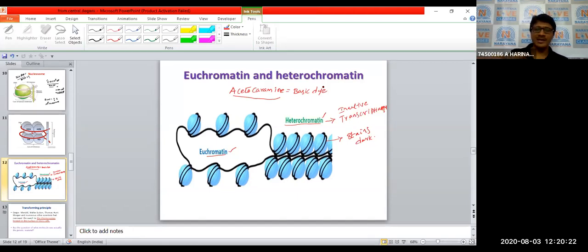Several stains are there. In our laboratory, what we use to locate the nucleus and the chromosomes is acetocarmine. When you apply acetocarmine, the nucleus or chromatin fibers appear red or pink in color. So heterochromatin is transcriptionally inactive. It is tightly packed DNA and stains dark. Euchromatin is the transcriptionally active one. It is loosely packed and stains light.